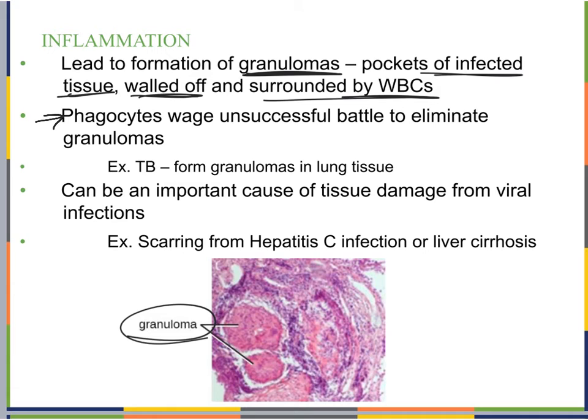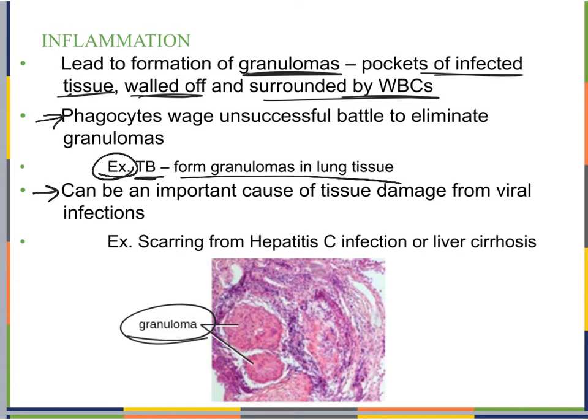So it's an unsuccessful battle. They can't get rid of the granuloma. An example of this is TB. So this is why tuberculosis is so dangerous. One of the reasons is because we end up forming granulomas in lung tissue. So we end up having these lumps of bacteria that are infecting and making many copies of themselves, and we're just not able to clear it. And then, of course, that would lead to difficulties breathing, etc.